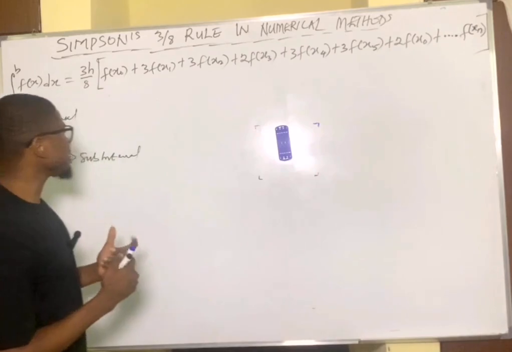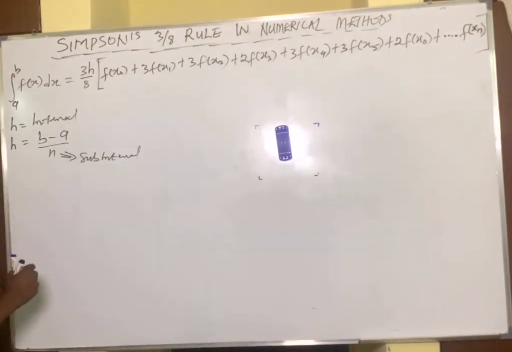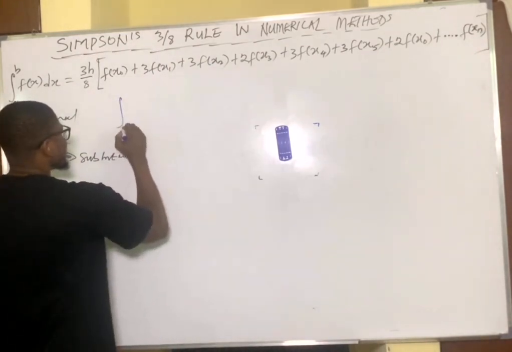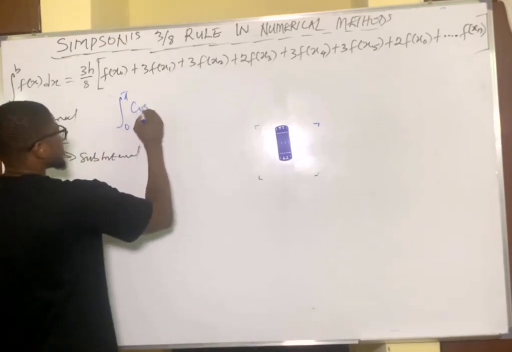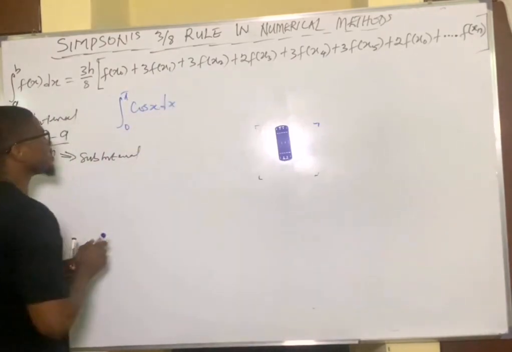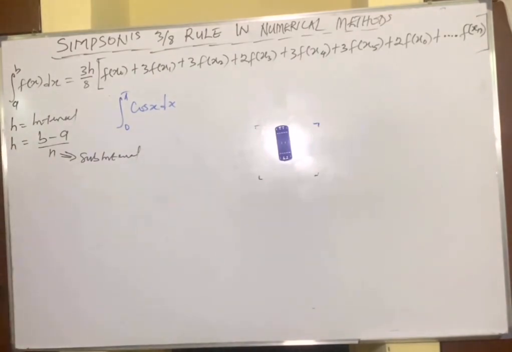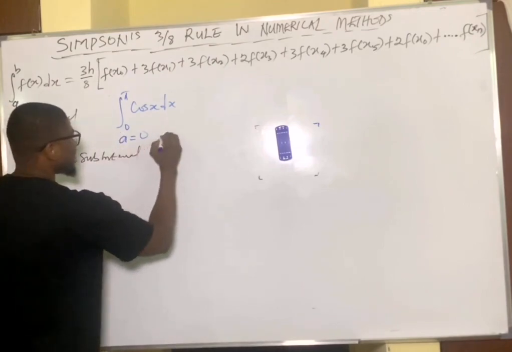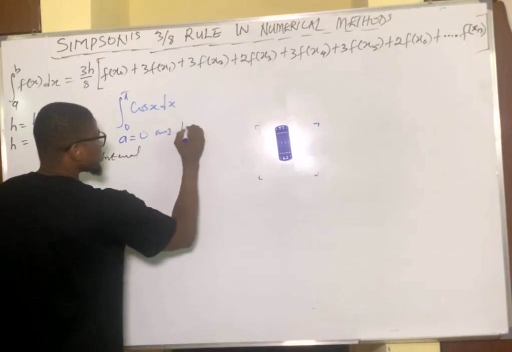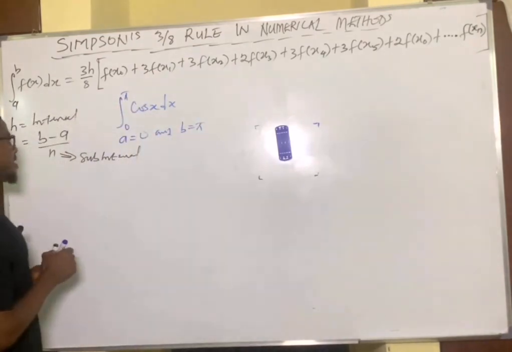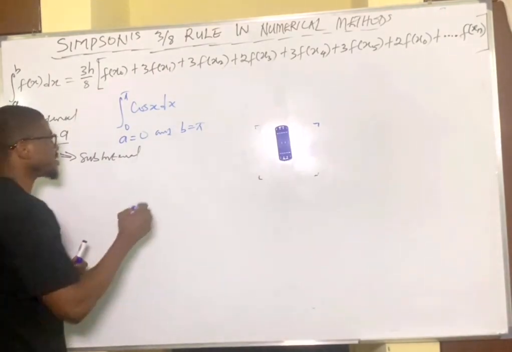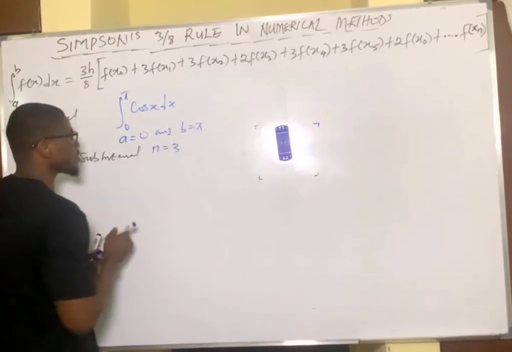Now let's pick a simple example to explain this concept. Let's say we're asked to carry out the integral from 0 to pi of cos x dx using Simpson's 3/8 rule. From this question, you can deduce that a is equal to 0, which is the lower limit, and b is equal to pi, which is the upper limit. Now, like I said, we choose a subinterval. So simply take n to be equal to 3 because it makes the equation shorter.